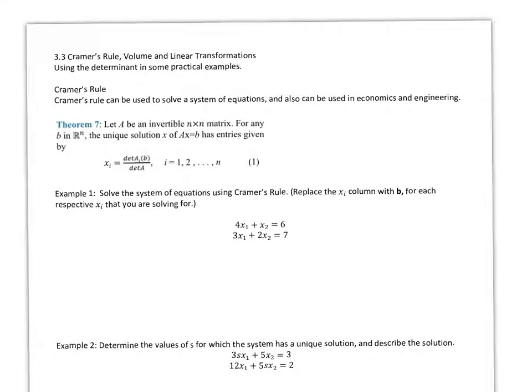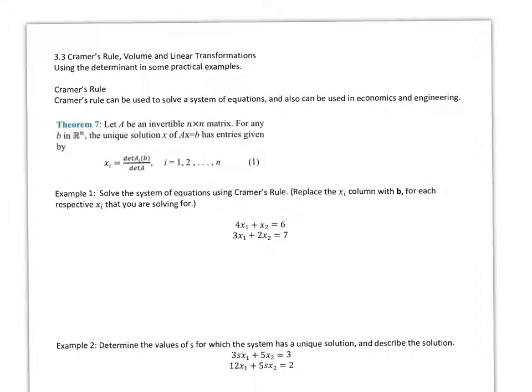Hi, this is 3.3 linear algebra, Cramer's rule. We want to do area, volume, and linear transformations. So we want to use the determinant to determine some practical examples, but also learn how to apply Cramer's rule.